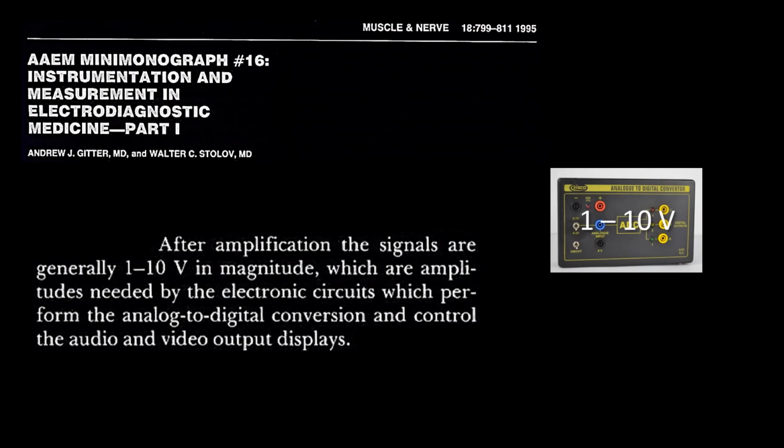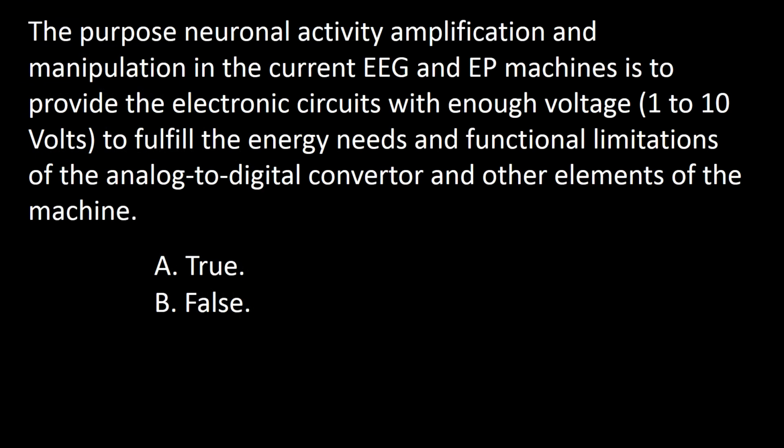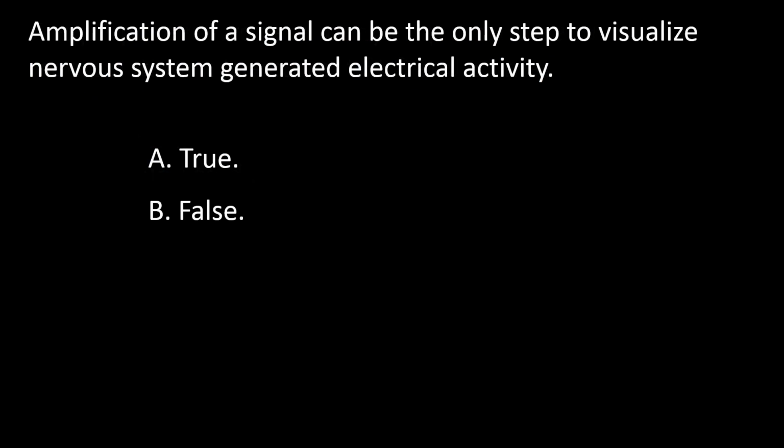Reading this sentence will answer this question. The need for amplification is to provide the necessary electrical activity in order to make the different elements of the EEG and evoked potential machine work. So the answer to this question is A. Next question. Amplification of a signal can be the only step to visualize nervous system generated electrical activity. A true, B false.